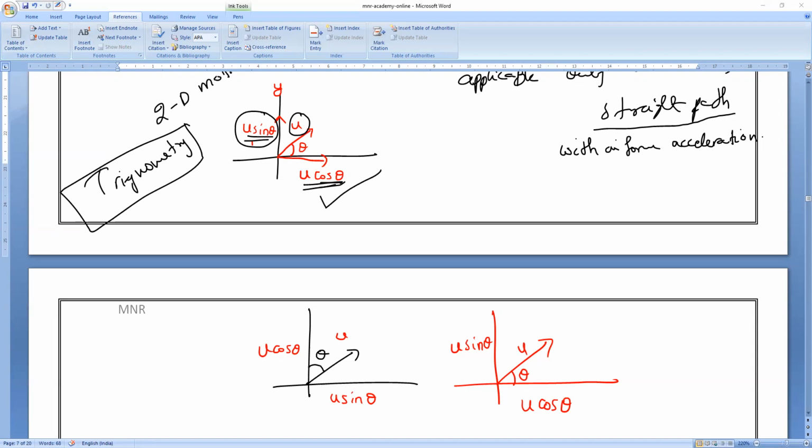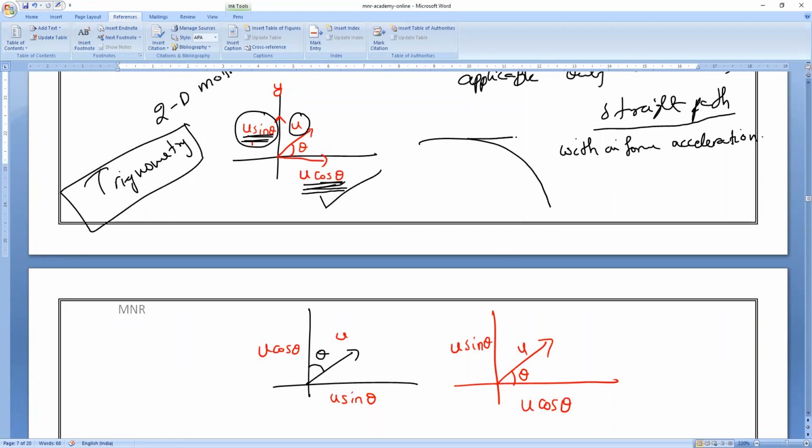u cos theta, u sin theta: it is actually two-dimensional motion. As the body is projected with u, the velocity acts in two different directions. The velocity in the y direction is u sin theta, a trigonometric function, and the velocity in the x component is u cos theta.